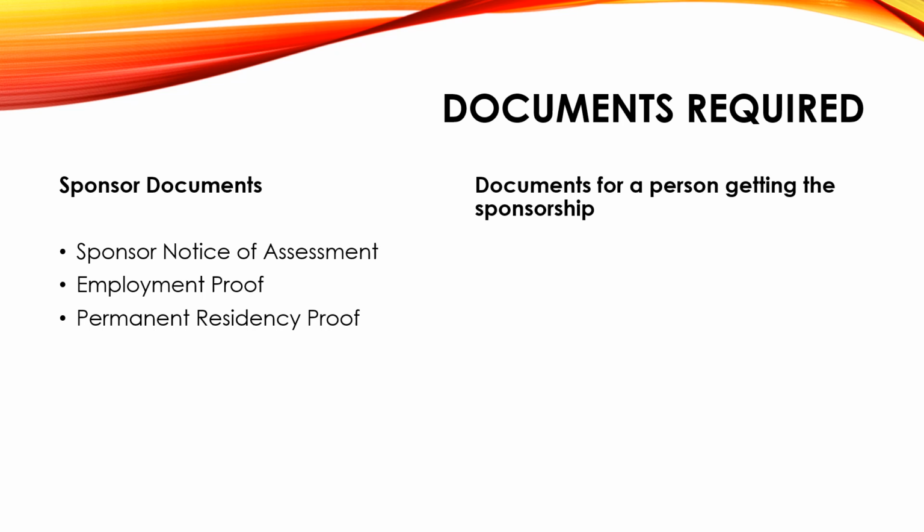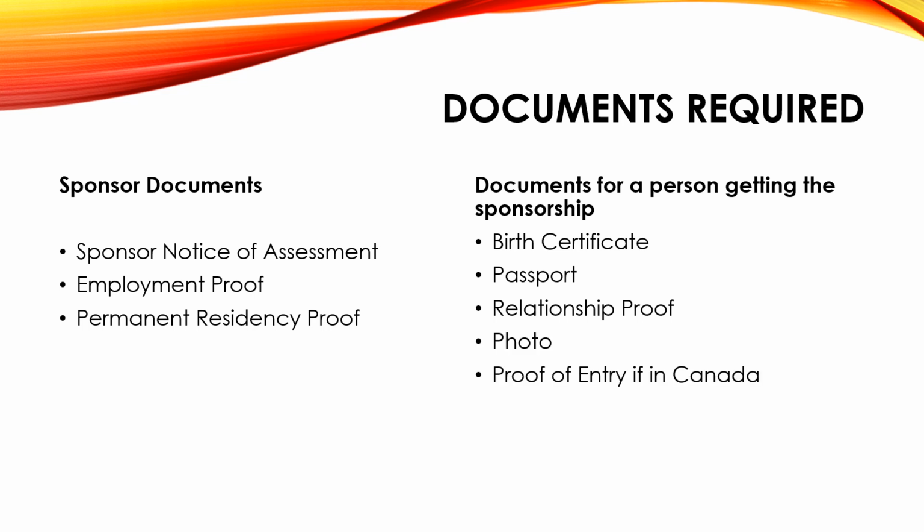And the next category is the documents the person who is getting sponsored will need to provide. He or she needs a birth certificate, passport, relationship proof, photo, proof of entry if already living in Canada in the form of a work permit or any kind of visa, police certificate if above 18 years, and biometrics. And please remember, these are really important. If you're missing something, make sure you write an explanation on a blank paper so that they understand why that particular information is missing.